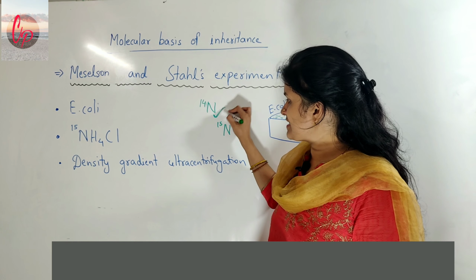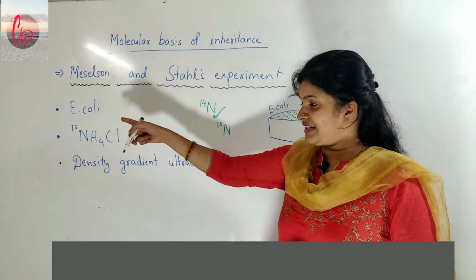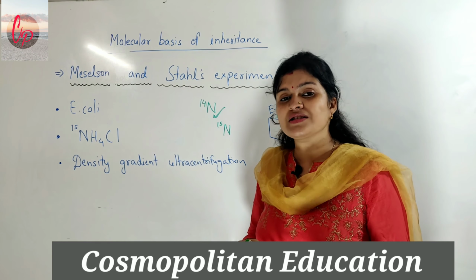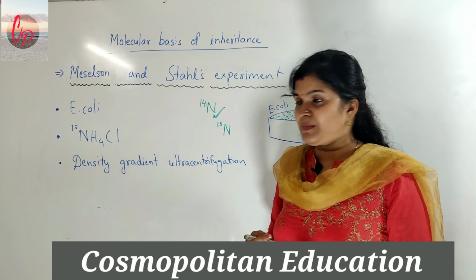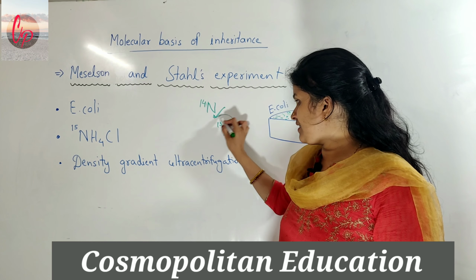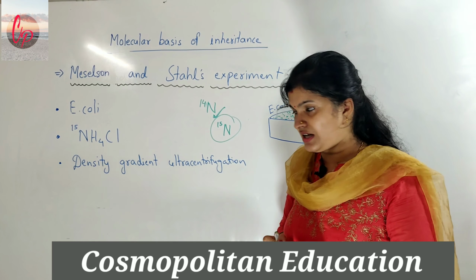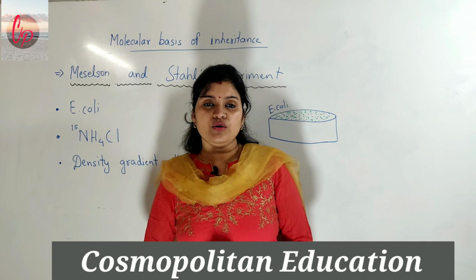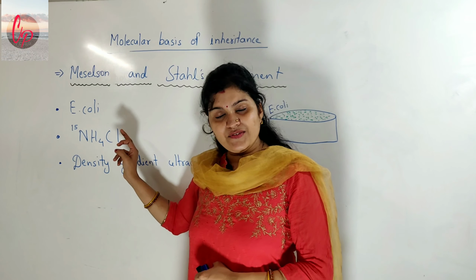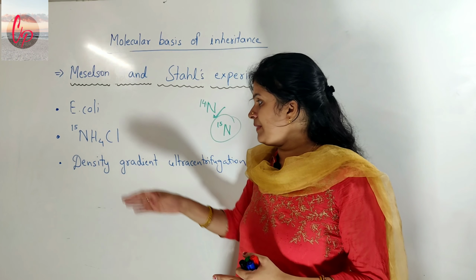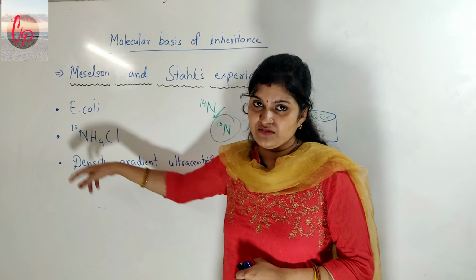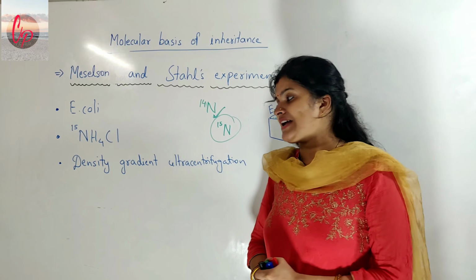So in the general case N14 is used by the bacteria E. coli, but in this experiment of Meselson and Stahl, the nitrogen which was given to the developing bacteria E. coli was not N14, it was N15. This nitrogen was given to the bacteria. The material which was given for their proper growth and development was NH4Cl, in which the nitrogen was N15, the heavy isotope of nitrogen.